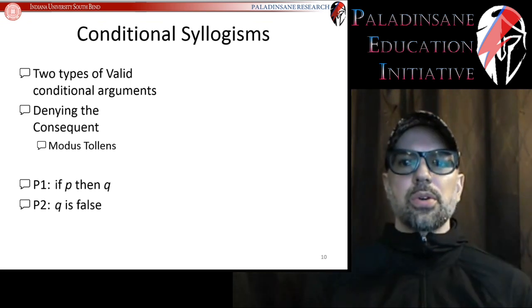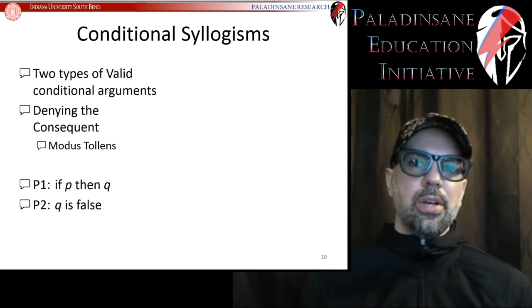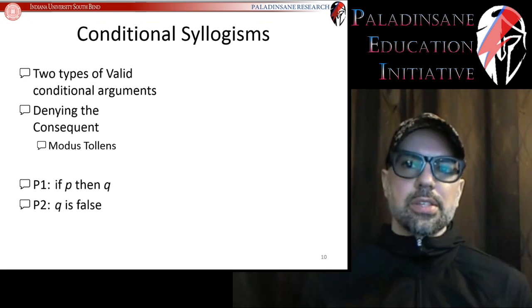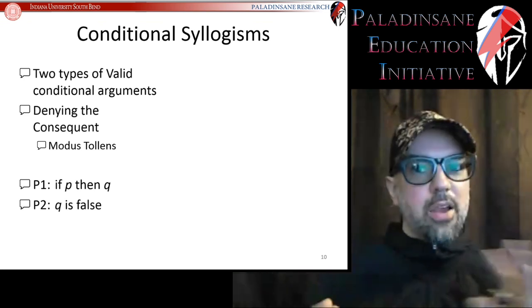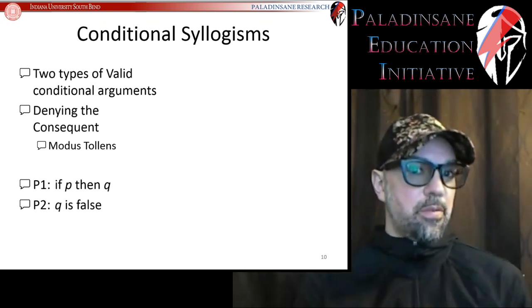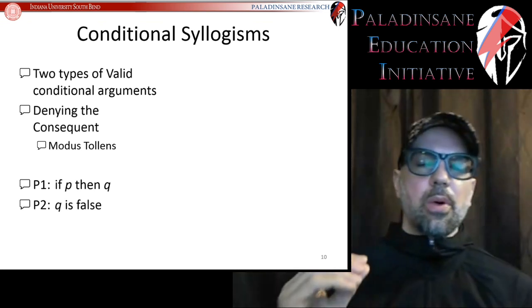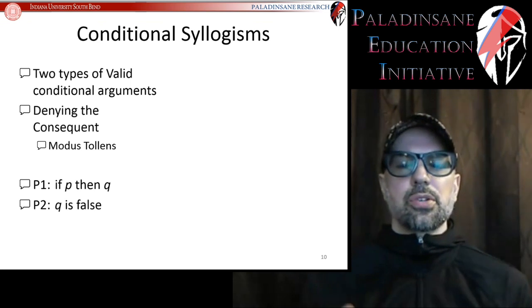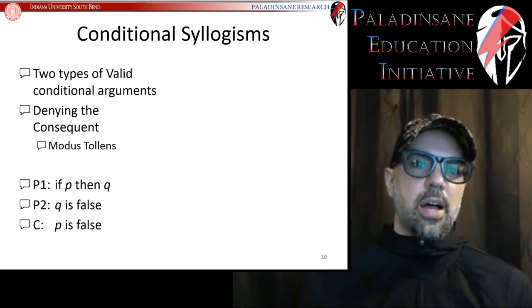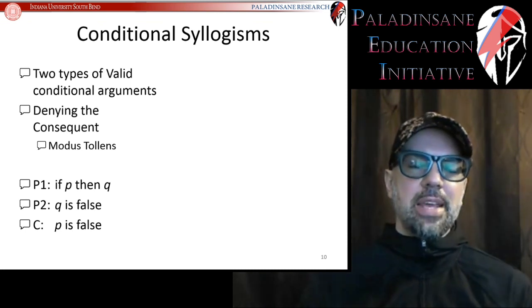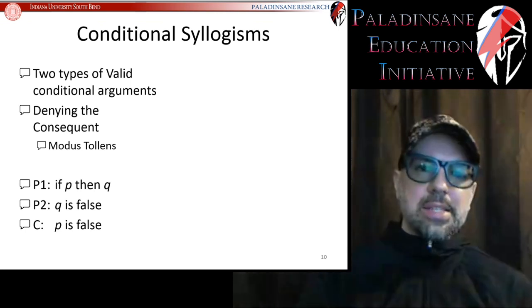If premise number 1 is true and premise number 2 is true, that Q is false is true, and that might get a little bit difficult to follow, so make sure that you are tracking before you move forward. But if premise number 1 is true and premise number 2 is true, then we are guaranteed that P is false as well. We are guaranteed that P did not occur. So that's the abstract version.